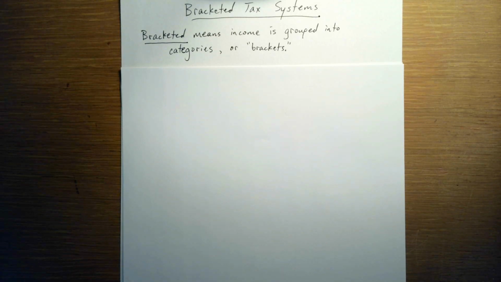Hey everyone, in this video we'll take a look at bracketed tax systems. And please note, this isn't looking at any particular tax system like the US tax code or anything. This is just looking at bracketed tax systems as objects. So first of all, what bracketed means is that you take the income that you will tax and you break it into categories, and these are called the tax brackets. So all money has to fall within one bracket.